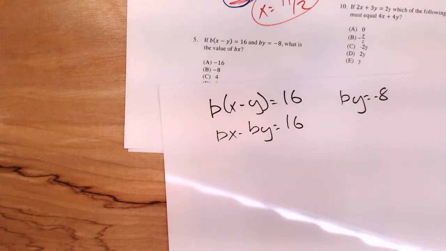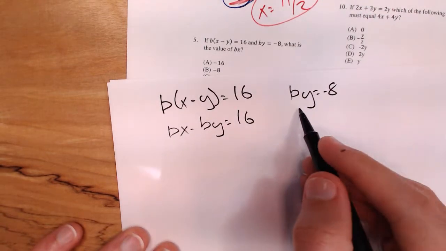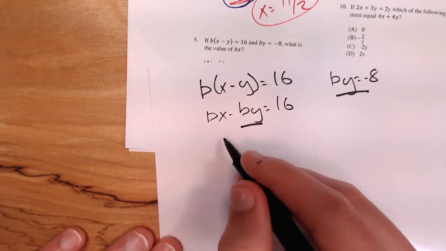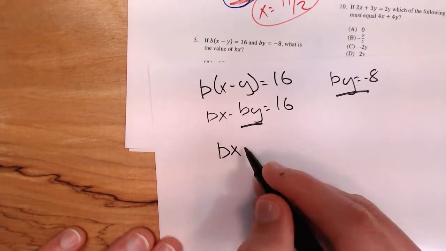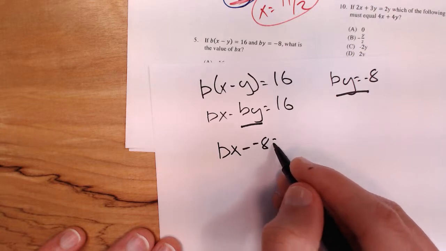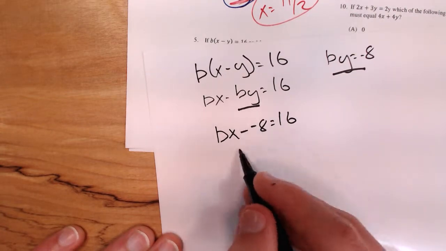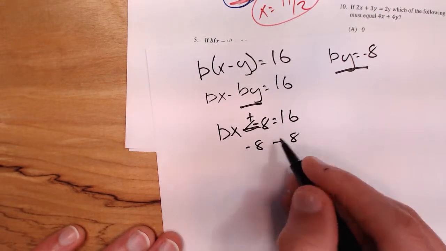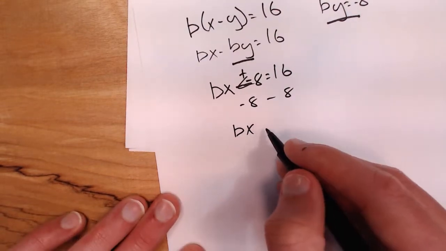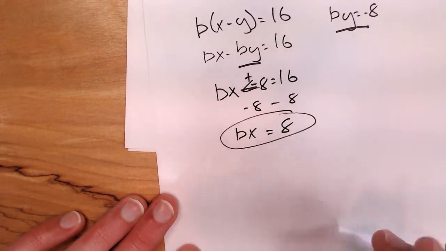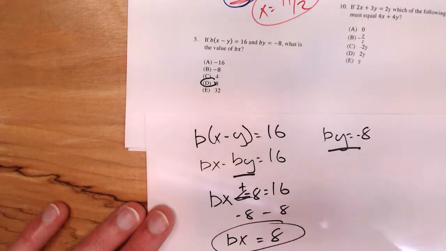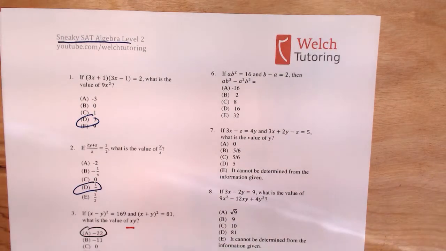Okay, so I have by equals negative 8, and now I see I have a by here, so I can just substitute it right in. So I'll say bx, and I have minus negative 8 equals 16. Remember, minus negative 8 is a big plus sign. And now I will subtract 8 from both sides, and I'll get bx is equal to 8. All right, and that is actually what they're looking for. So the answer is D. Does it match the key? Yes, it does.